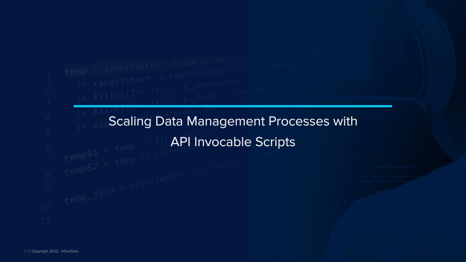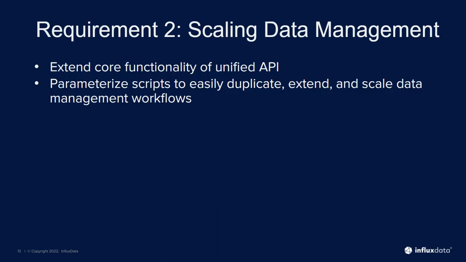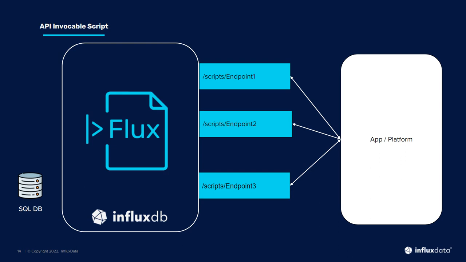So I also wanted to talk about scaling data management processes with API invocable scripts, which is another feature of InfluxDB. So this meets a second requirement, which is just scaling that data management. One thing that you want to be able to do as an IoT developer is extend core functionality of the unified API of your database and have more control over it. The other thing that you want to be able to do is parameterize scripts so that you can easily duplicate, extend, and scale data management workflows or Flux scripts, so that any sort of processing that you're doing with Flux, you can easily replicate and scale out.